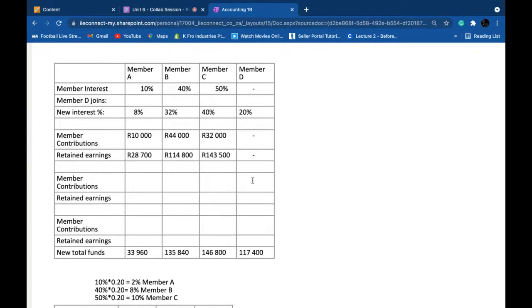What else do we need to do? Yeah, talk to me. I think you are right. What you said is, when somebody joins, yes, on the members' contribution and retained, are you sure about that? When a member joins, do we do anything with the contribution, or is it just the retained earnings? Think about it for a second. You can also look at the illustration quickly.